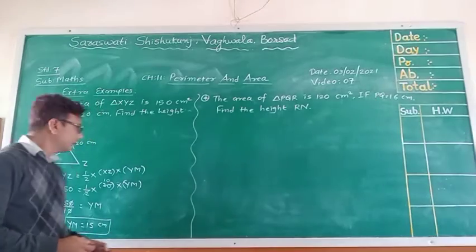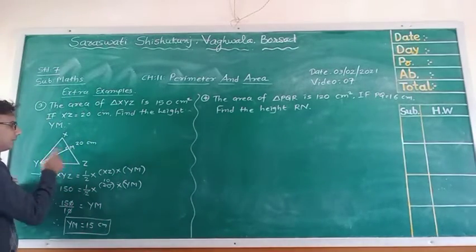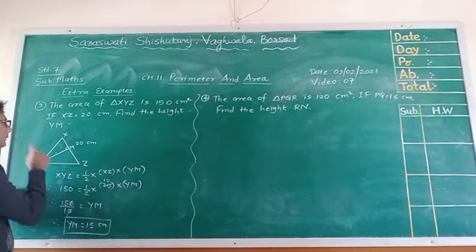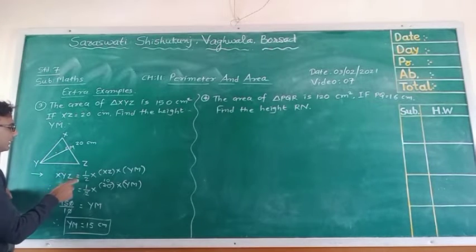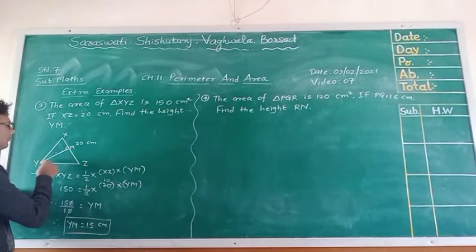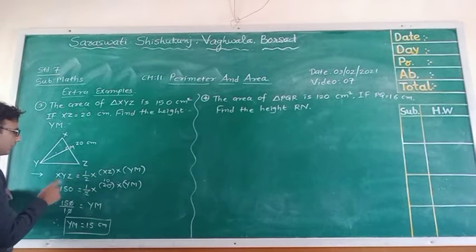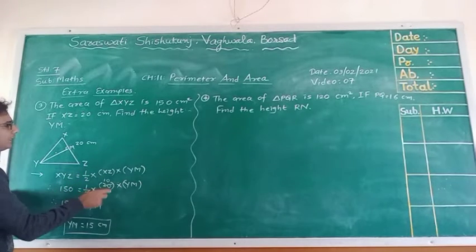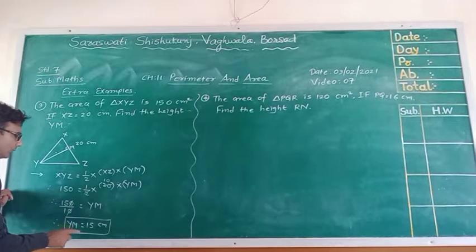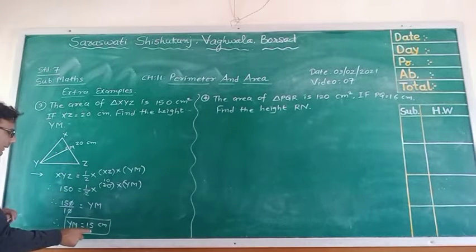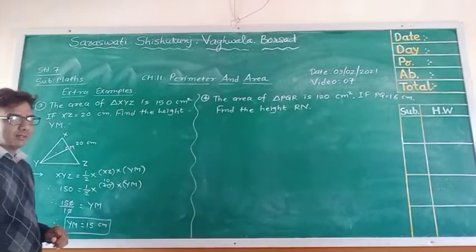See here, beta. In this triangle XYZ, the base measurement is 20 and YM is not given. So area of XYZ equals 1/2 base multiply height. This area is 150, equals 1 by 2, XZ 20, and YM we have to find. 2 tens are 20, 10 downside, 0 cut. So the altitude YM measurement, the height, is 15 centimeters.